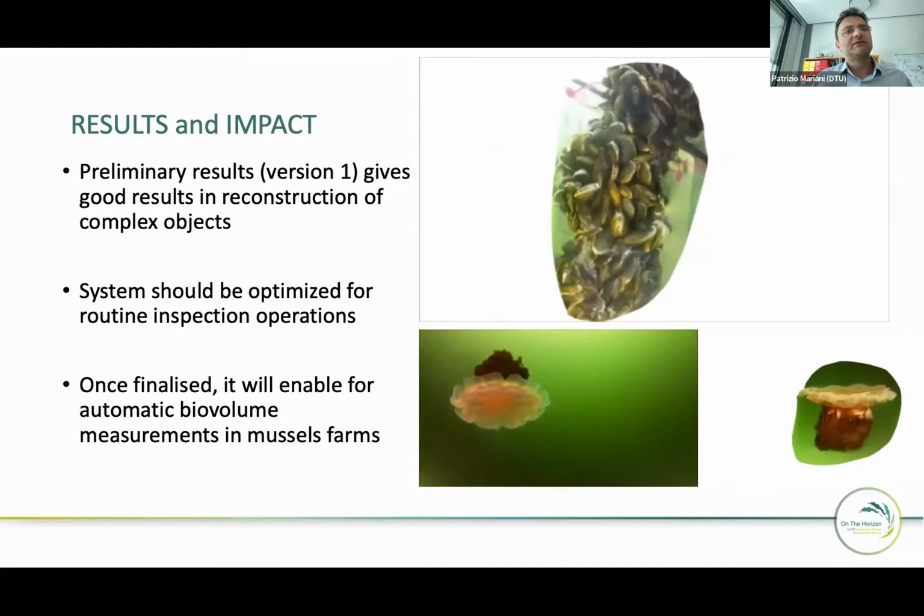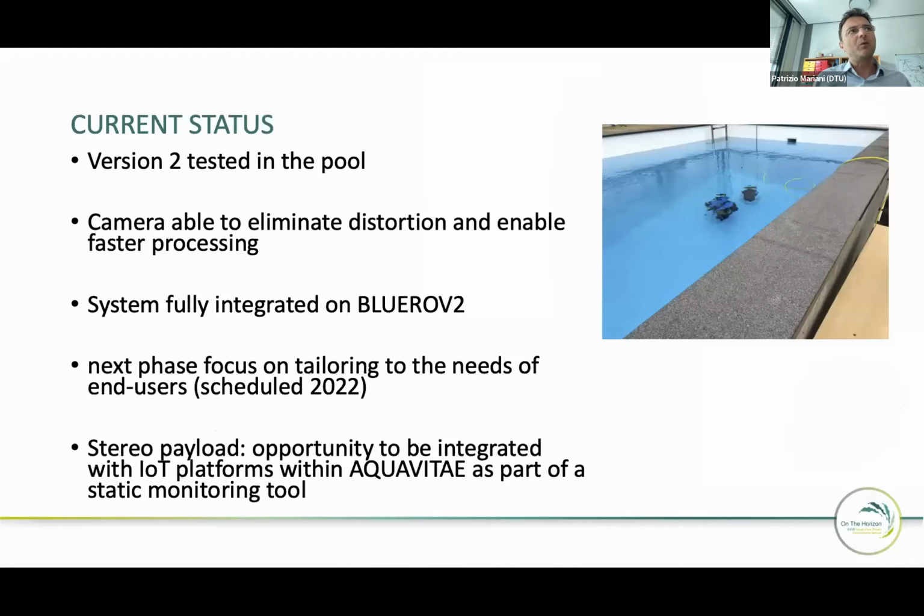As I mentioned, this one is the first version. We are currently testing version 2, based on the OptiLight camera, in the pool. We had plans to go to sea this month, but we have not been able to do so yet. But we are very close to applying it in a realistic environment. The camera seems to be able to eliminate most of the distortion that we had and allows for fast processing. It is already fully integrated on the BlueROV, so it seems all the transmission of the information and the local storage is working.